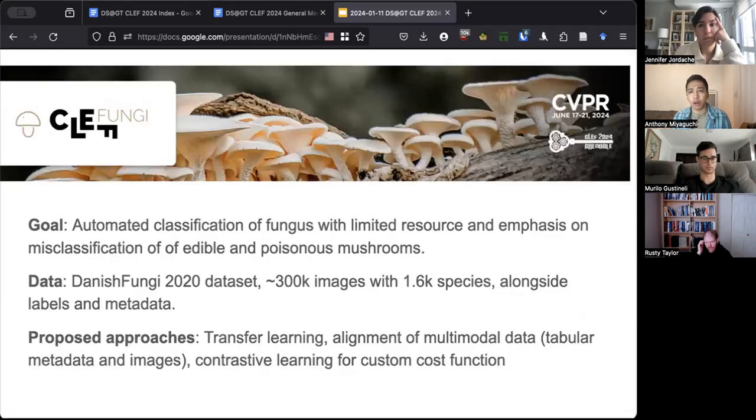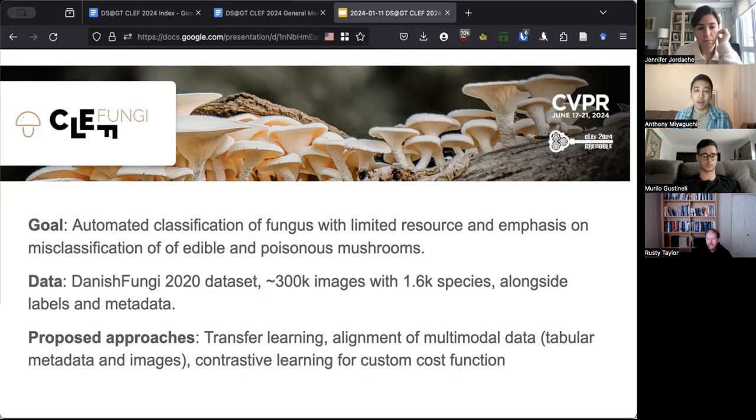And the next is very similar. It's about fungus instead of snakes, but this idea of whether the identified mushroom is edible or poisonous plays a big role in the evaluation criteria. So this uses the Danish Fungi 2020 data set, which has 300,000 images with 1.6 thousand species.